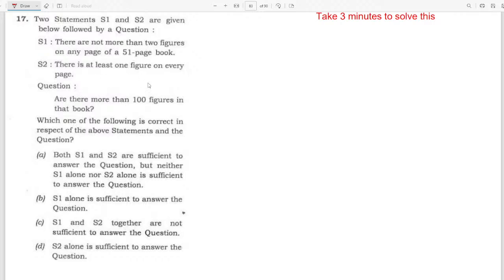In a data sufficiency question, they give a question and then they give two statements, and we have to find out whether the statements are enough to calculate the answer for this question. What they're asking is, are there more than 100 figures in that book? So there is a book and they're asking whether the number of figures in the book is greater than 100.